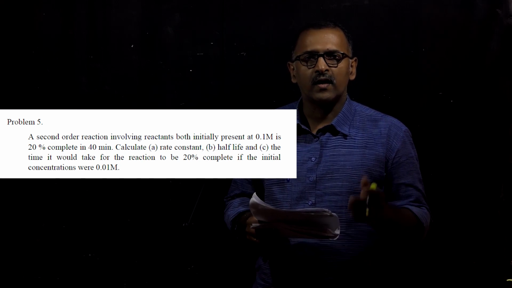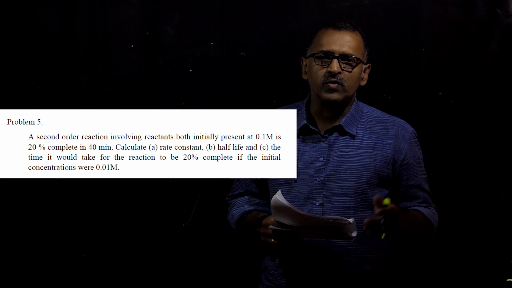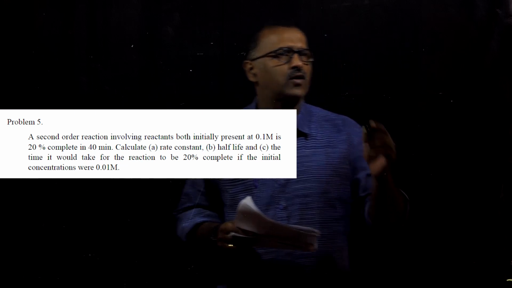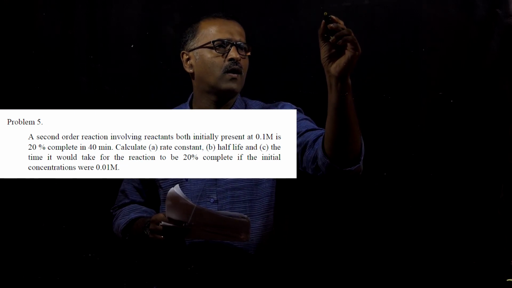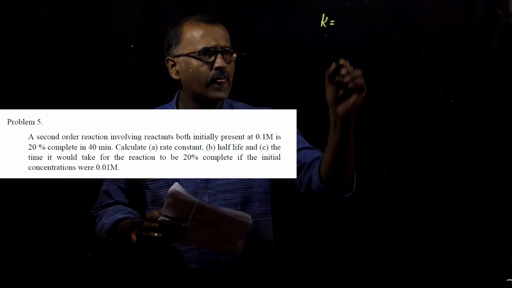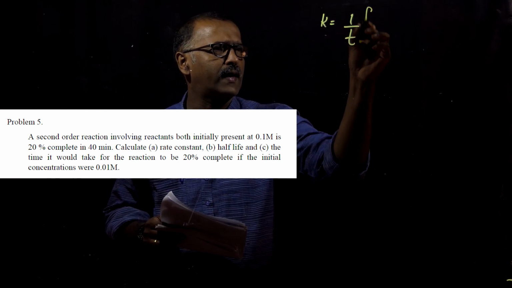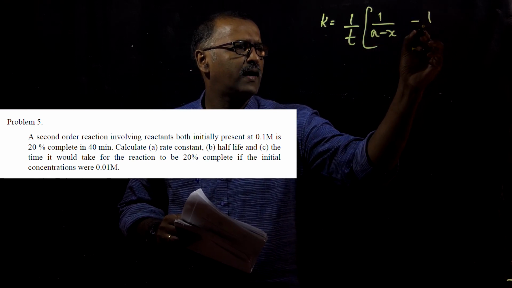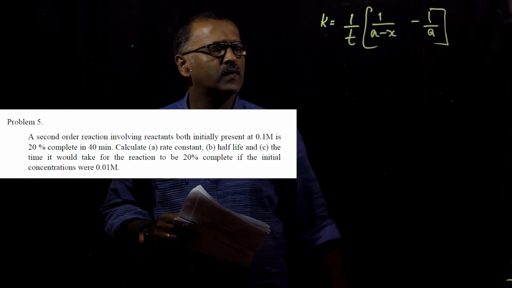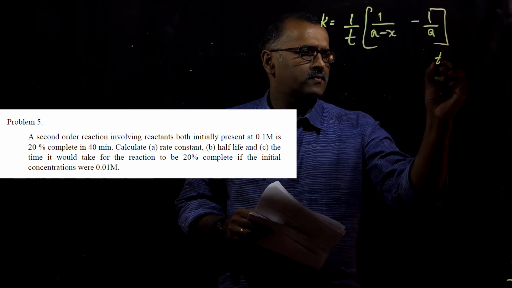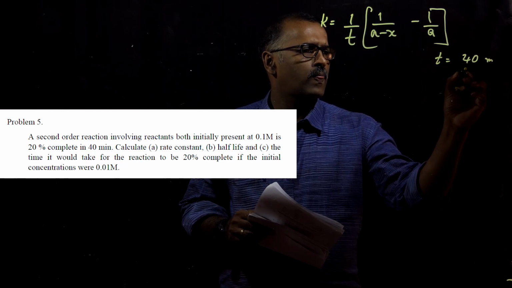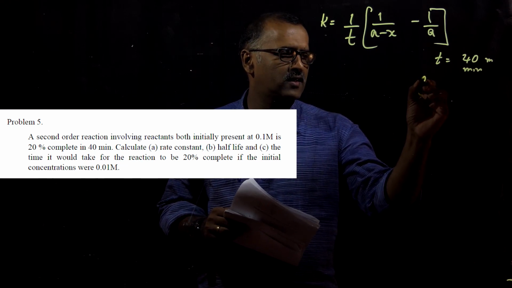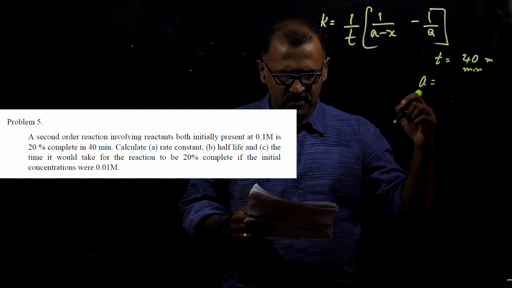Since it is said that it is a second order reaction, to calculate the rate constant directly we will go to the equation for the rate constant of the second order reaction, which is k equals, we have derived it earlier, 1 by t into 1 by (a minus x) minus 1 by a. Time t is given as 40 minutes. Now, the initial concentration a is given as 0.1 molar.